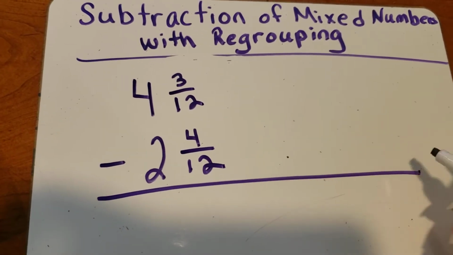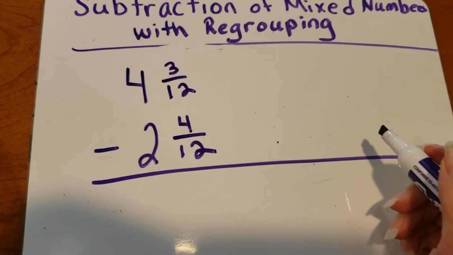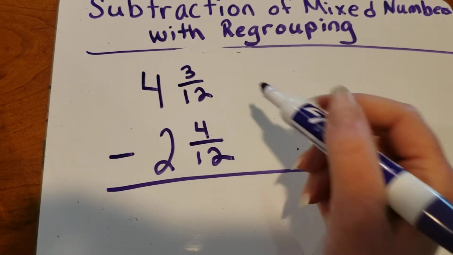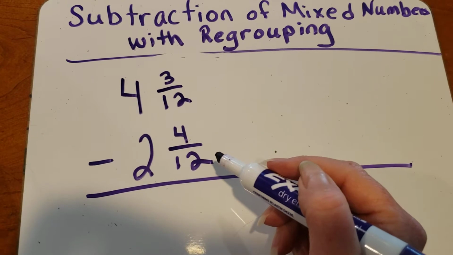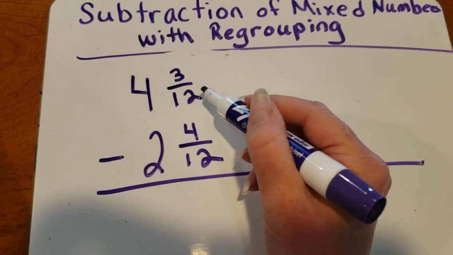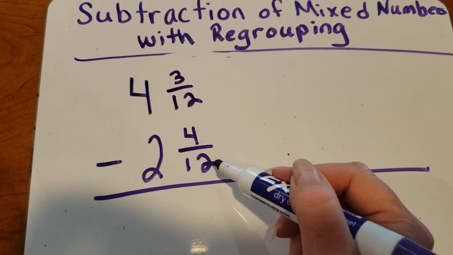Now, when I'm doing subtraction, first of all, the same rules apply as when you're subtracting fractions. The denominators must be the same in order to do our operations with fractions, with adding and subtracting. We already have that, so that's checked off the list.